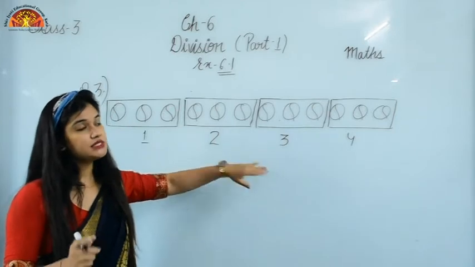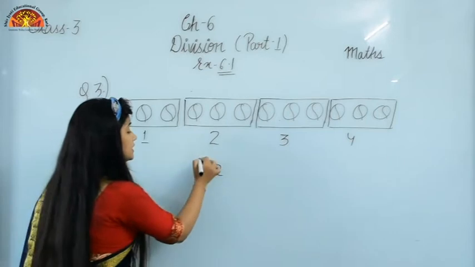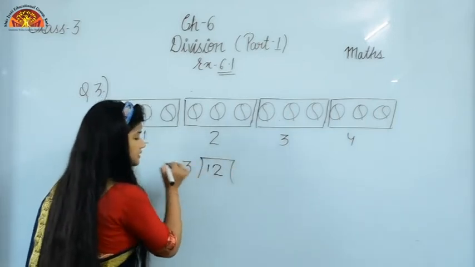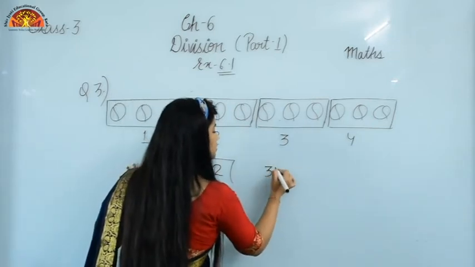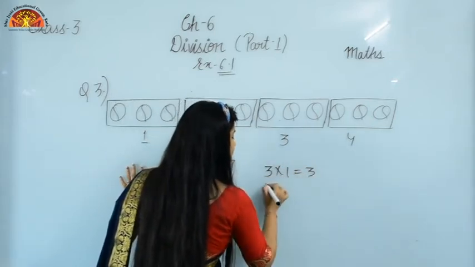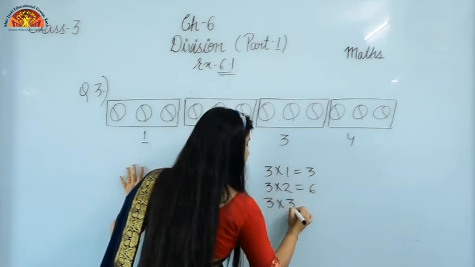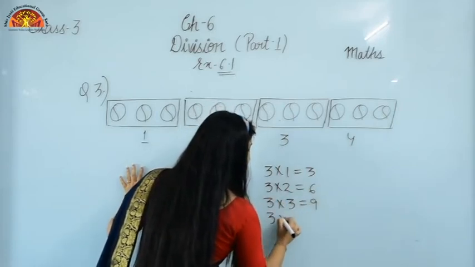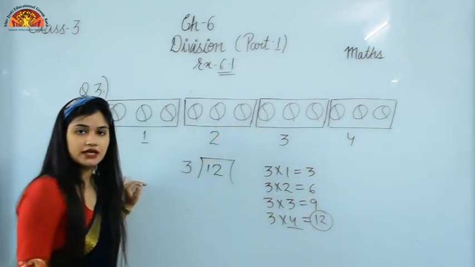Is it clear, students? तो हमने क्या किया? 12 boxes, 12 balls को किससे divide किया? 3 से. And what is the result? Just see here. 3 ones are 3, 3 twos are 6, 3 threes are 9 and 3 fours are 12. So 4 times we are getting 12.